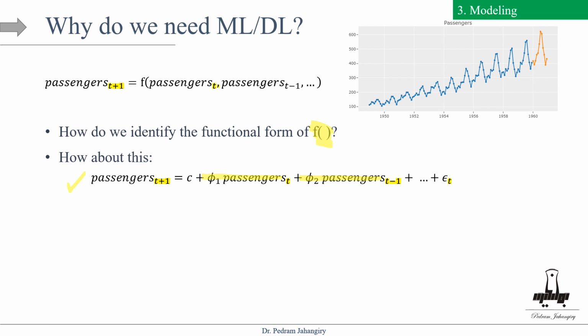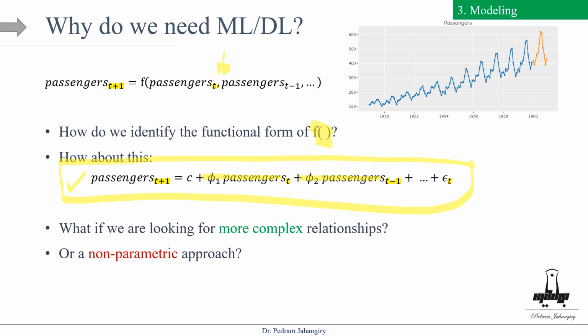So if you're imposing this functional form, which is linear, by the way, on your f of data, then this is going to be your classical models.